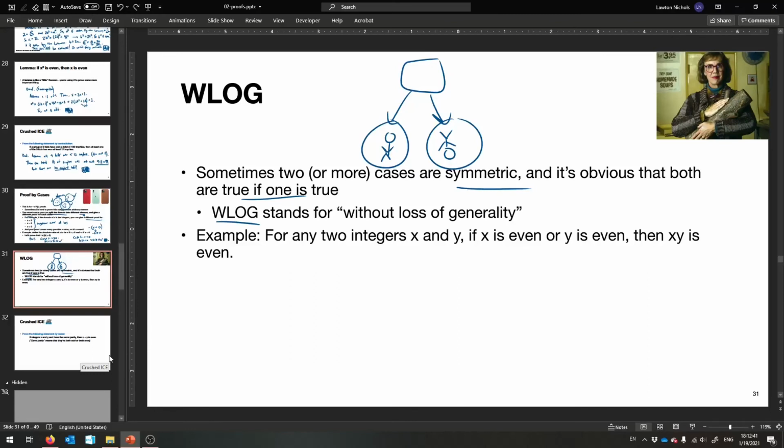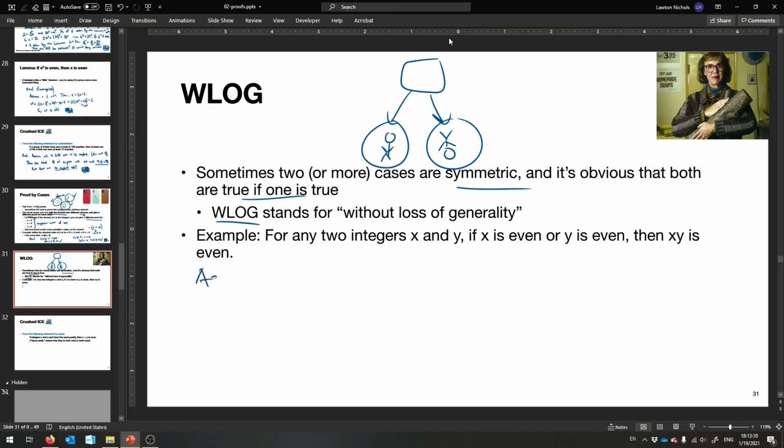As an example, let's say there are two integers, x and y. If x is even or y is even, then xy is even, we say. The idea is, either x is even, or y is even, or both are even. You kind of have three cases, but you really only need two, because I can use only the fact that x is even. I can take that y is anything to prove that xy itself is even. So let me show you one side.